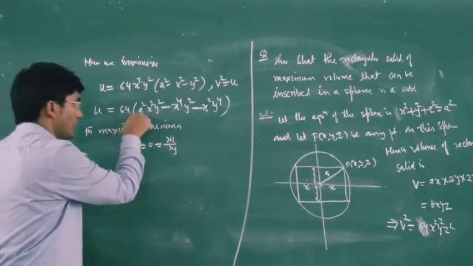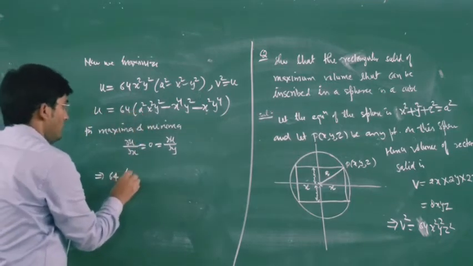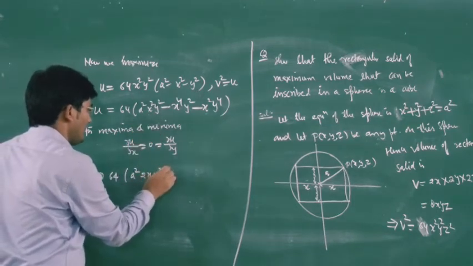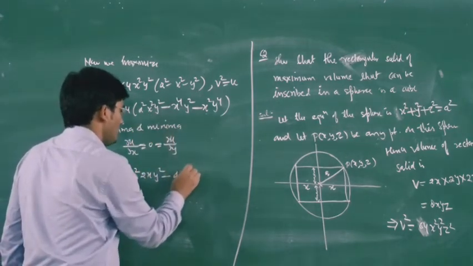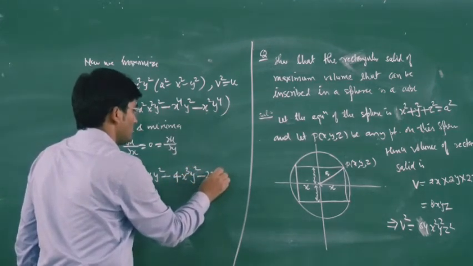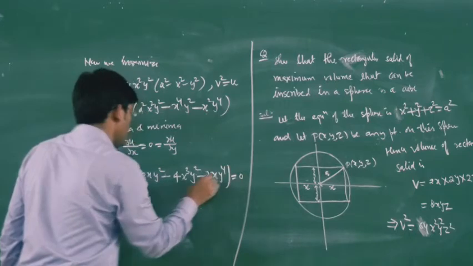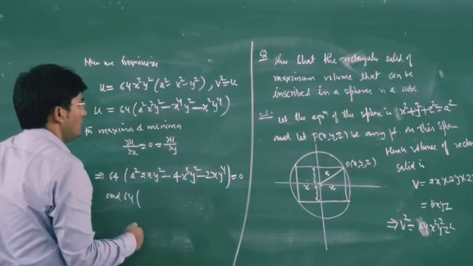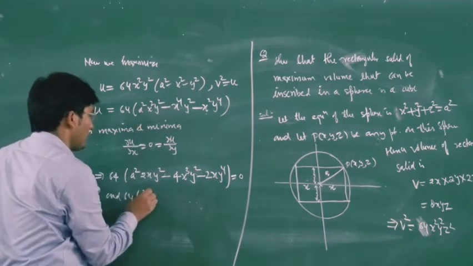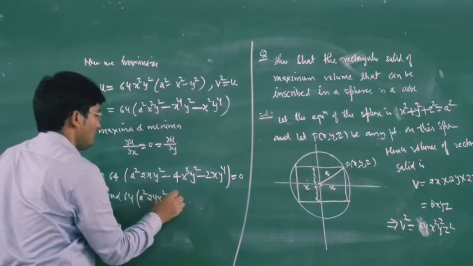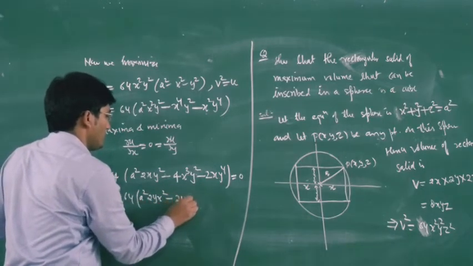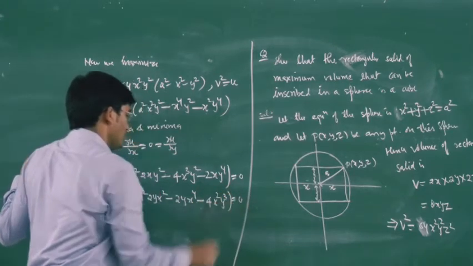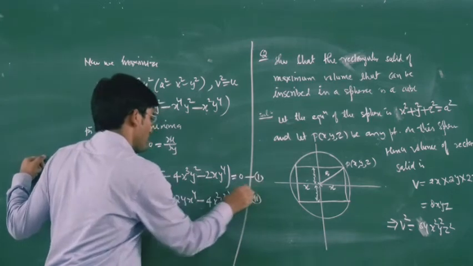So from here we will have 64. Now the differentiation with respect to x will be a square, then we will have 2x into y square. So from here we will have 4x cube into y square, then we will have 2x into y power 4. So this is equal to 0. And 64, then the differentiation with respect to y. So we will have a square 2y into x square, then 2y into x power 4, then we will have 4 into x square y cube. So this is equation number 1, this is equation number 2.